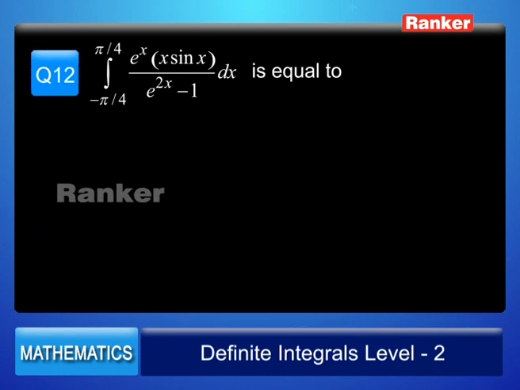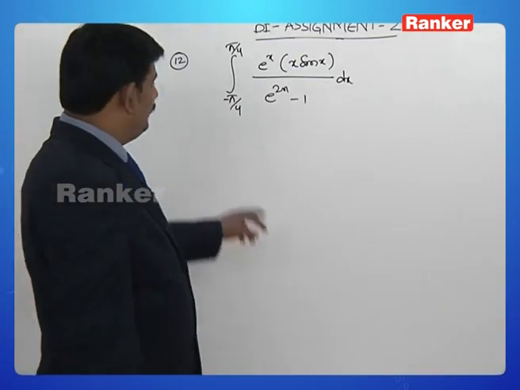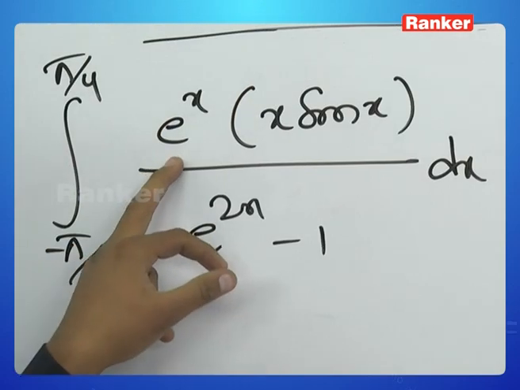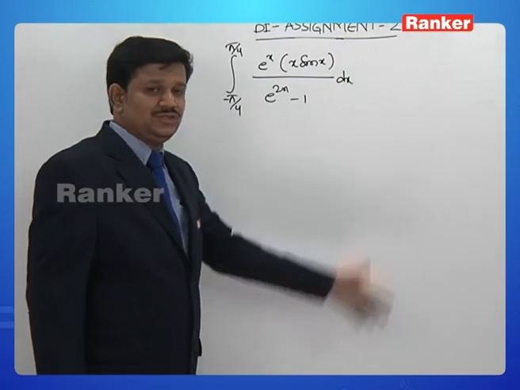Next question, integral minus pi by 4 to pi by 4 e power x into x sin x divided by e power 2x minus 1 dx is equal to option A 0, option B 2, option C e, and option D none of this. So, in this question, we are asked to evaluate integral minus pi by 2 to pi by 2 e power x into x sin x divided by e power 2x minus 1 dx.